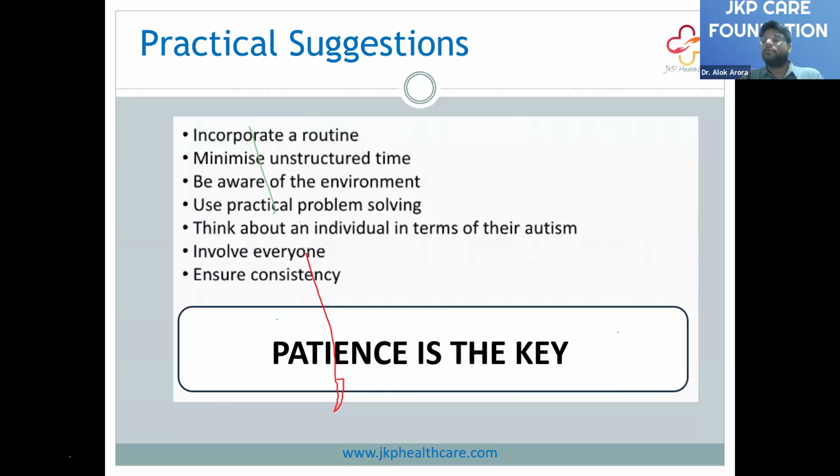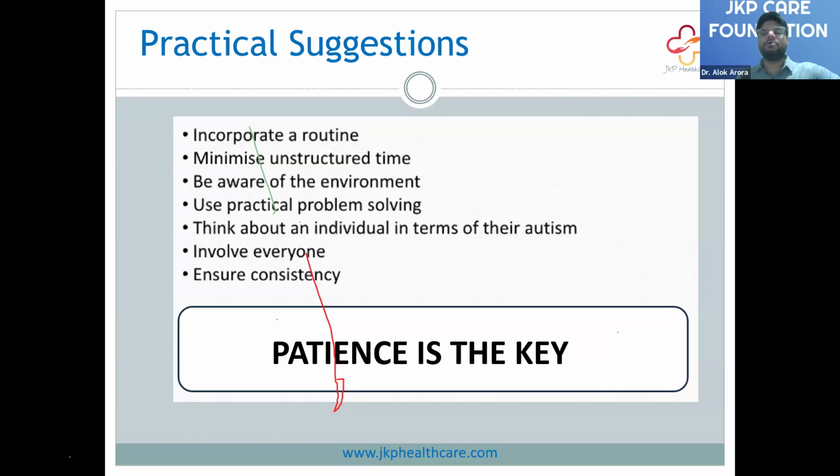Use practical problem solving. Problem solving for behavior problems. There is no specific strategy I can give you, like a magic stick that will solve the behavior. Yes, for some time you can subside the behavior, sometimes by shouting at the child, but that is not a practical solution. So use practical solutions. Think about an individual in terms of their autism. Put yourself in the shoes of the child. Only when you can do that can you understand your child better.